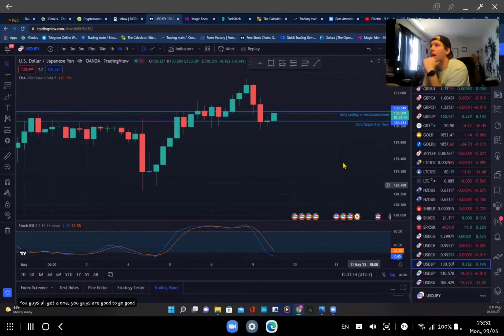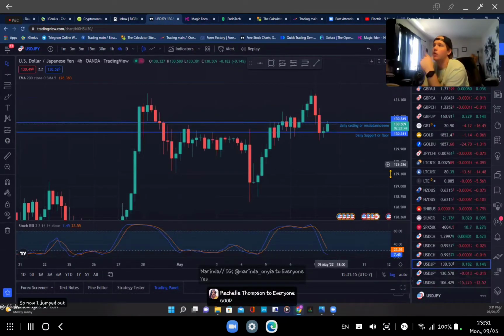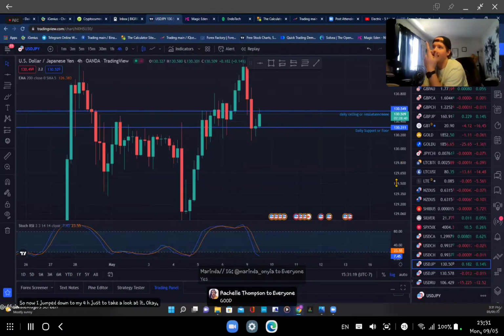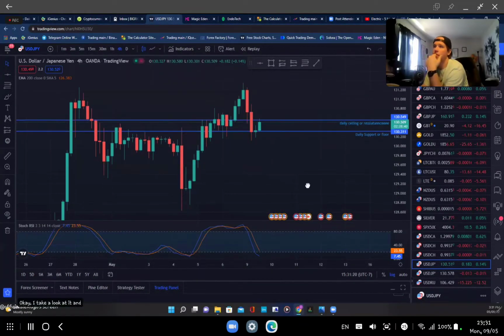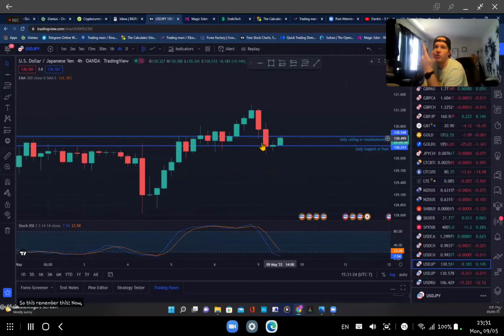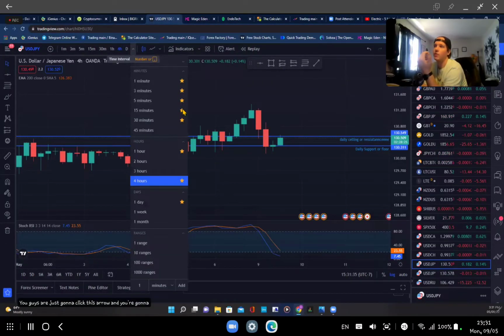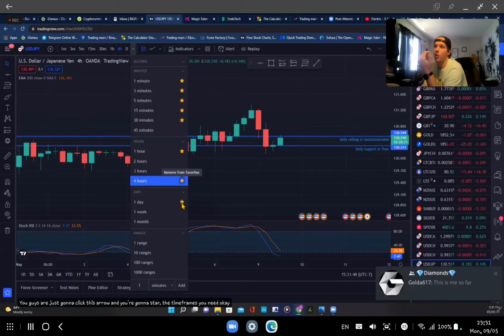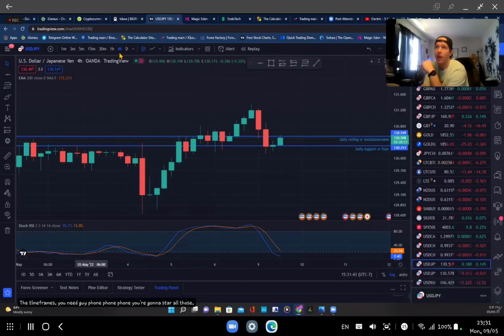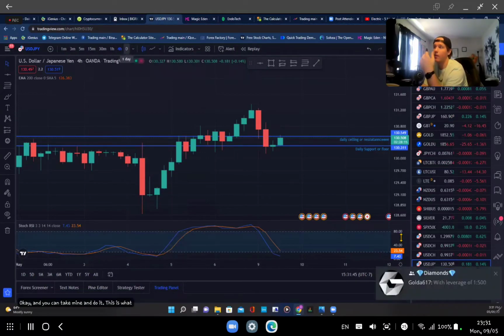Good, right on. All right, so now I jump down to my 4 hour just to take a look at it. Now each candle is 4 hours long, all right? And if you guys don't have these time frames up there, you're going to click this arrow and star the time frames you need, okay? Boom, boom, boom. You're going to star all those. And you can take mine and do it. This is what most of us have.